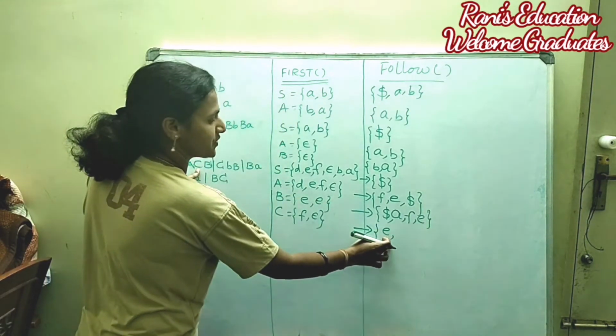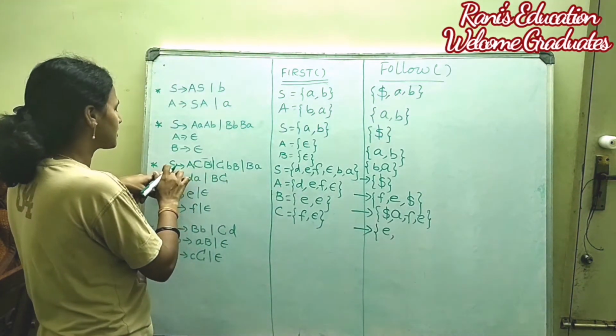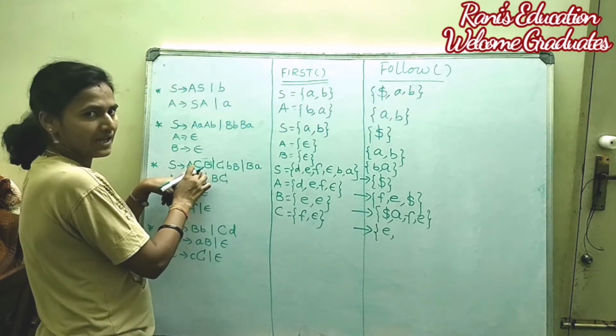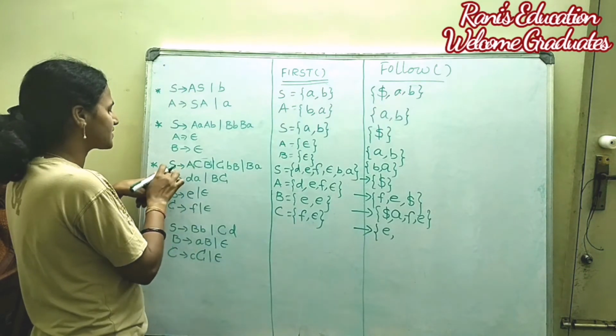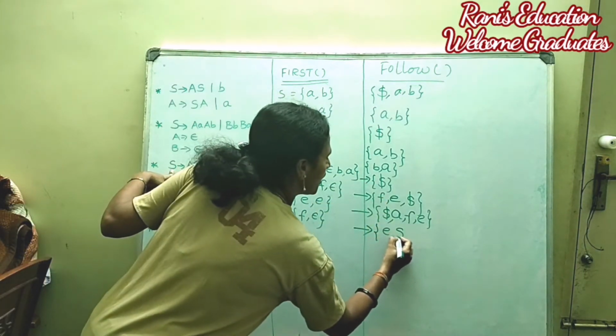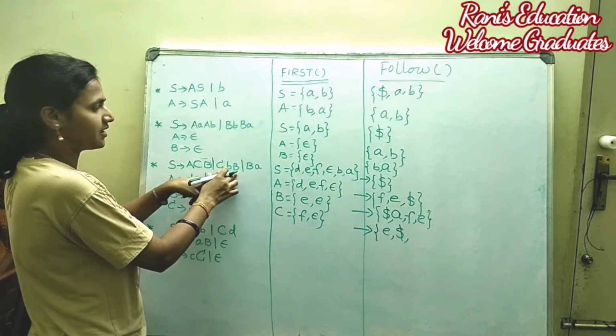E is written as it is, and if I replace B by epsilon, then the production becomes S derives AC. Here C is at the end of the production, so follow of C equals follow of S. What is follow of S here? Dollar.